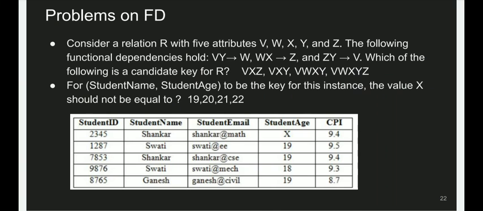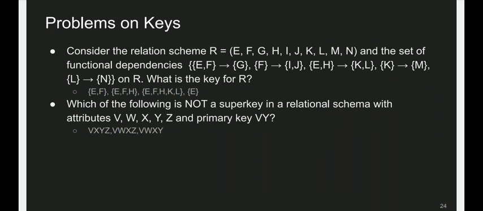Here is also another question, which is asking you to calculate the key for the given relation R. You can come up with the closure and try the solution. The solution is there in the slide. The next question is, which of the following is not a super key in a relation schema with attributes V, W, X, Y and Z? And they are saying the primary key is VY. So what is a super key? Go back to the definition and check it.